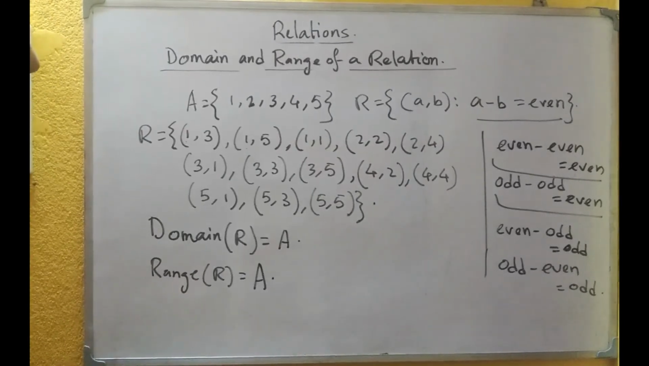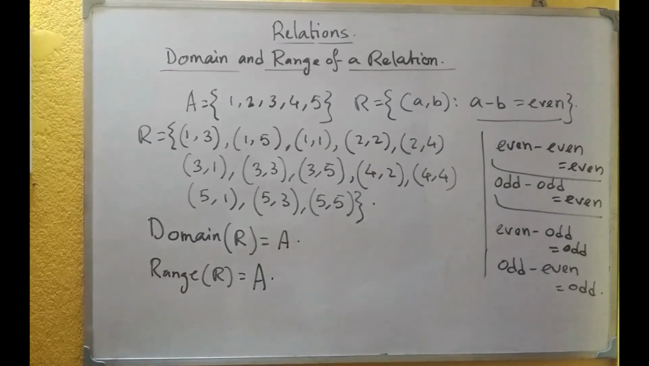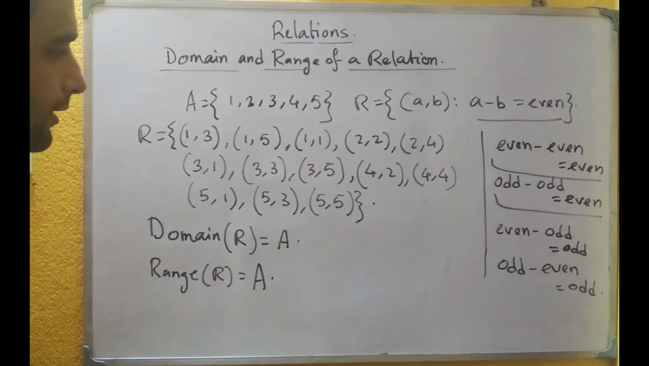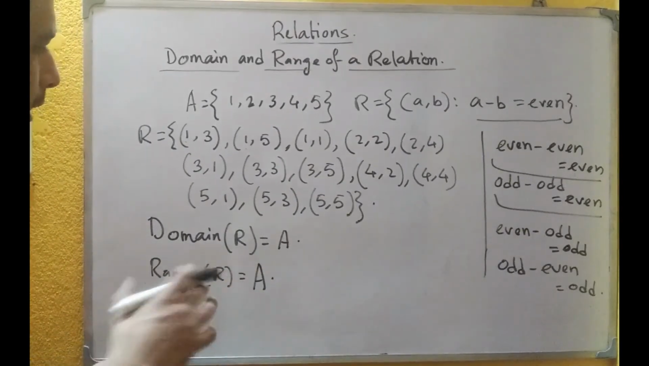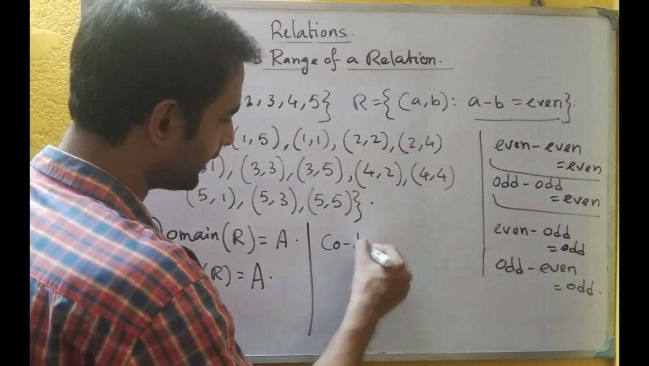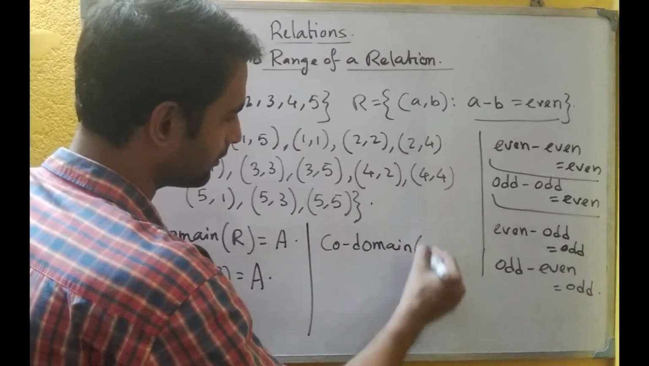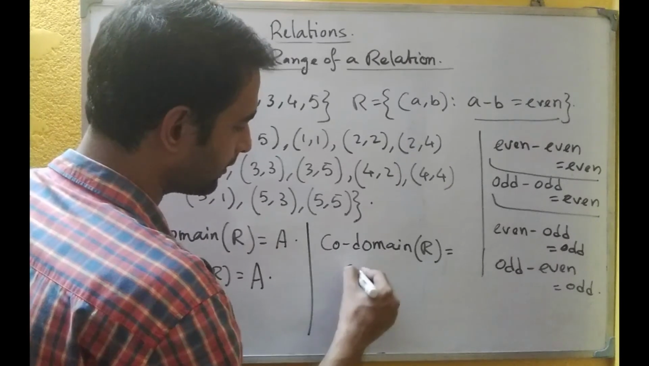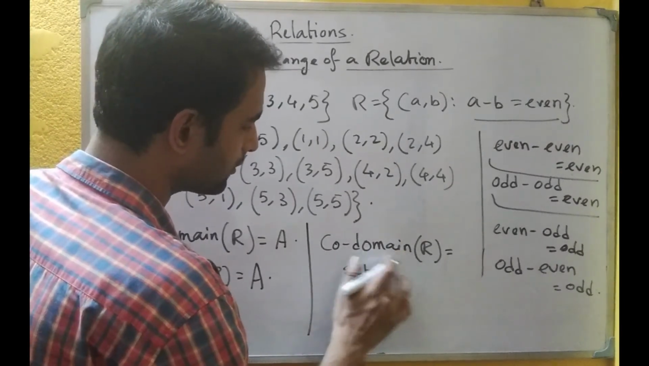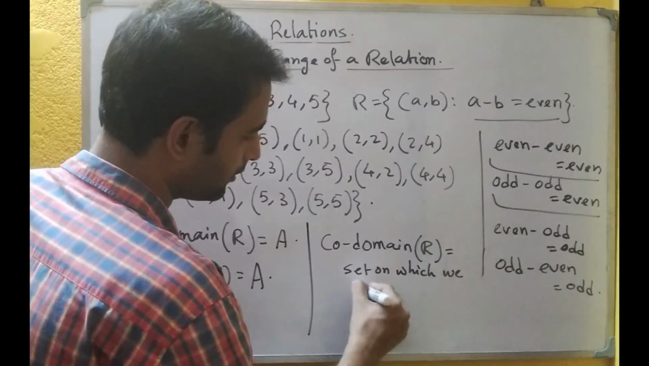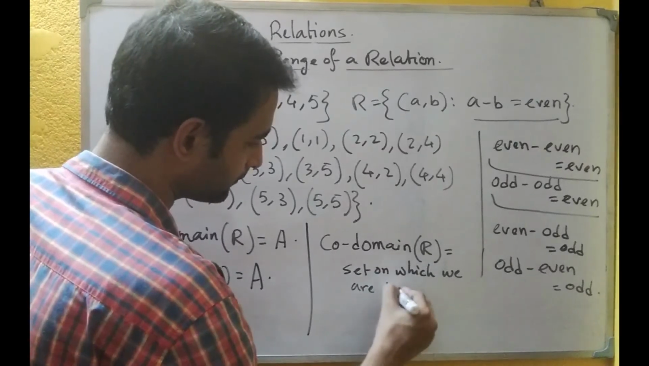So here we see that range is equal to the set on which we are defining the relation. And also in the previous case, we have seen the same thing, that the range was Z. So sometimes we will see that the range is not equal to the second set, that is the set on which we are defining the relation. So usually we say it as the codomain of the relation. That should be the set on which we are defining the relation.